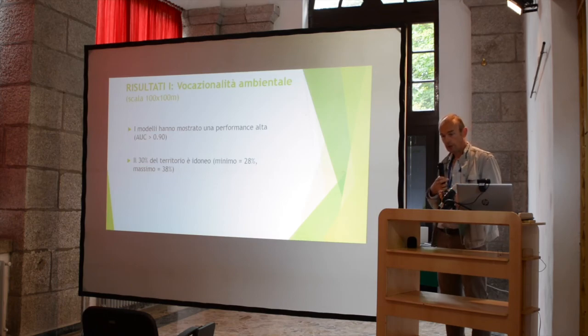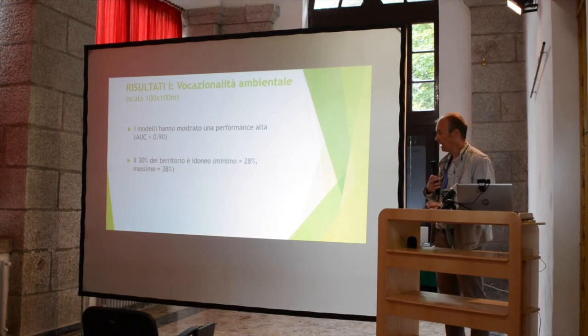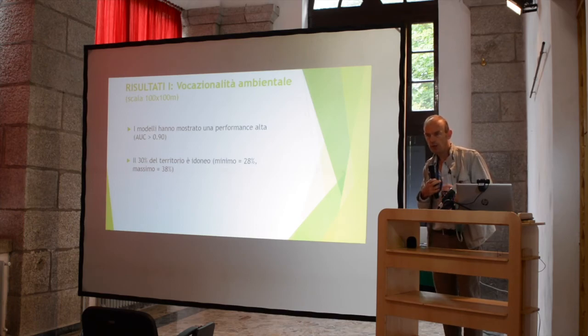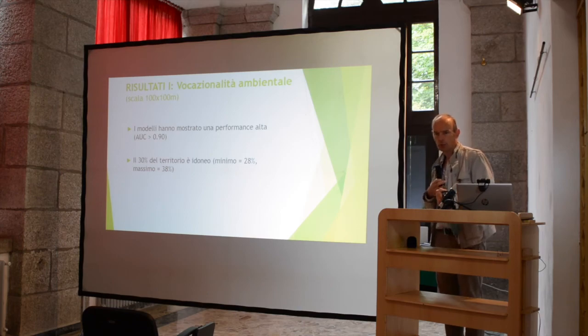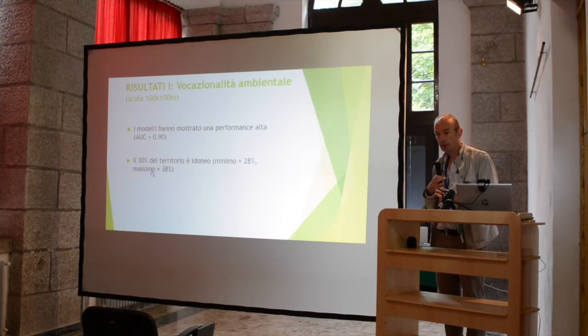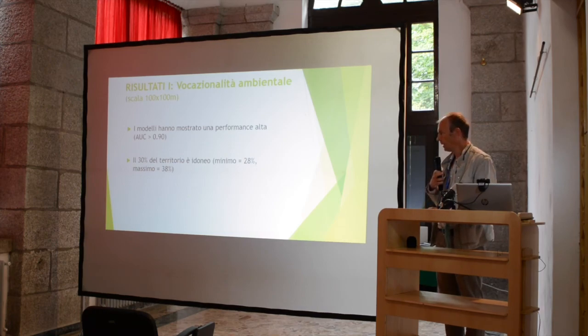So, moving straight on to the results, I'll look at 3 sets of results in relation to the 3 objectives. The first thing to say, again without going into the technical details, is that this number here means the models are good. We can trust them. We think they're reliable. We think they describe the distribution of our animals very well. And we found, according to our models, that about 30% of the entire area currently provides suitable habitat for the alpine ibex.